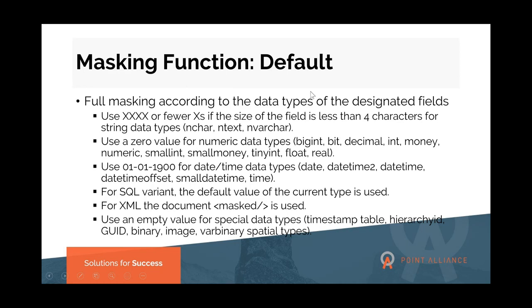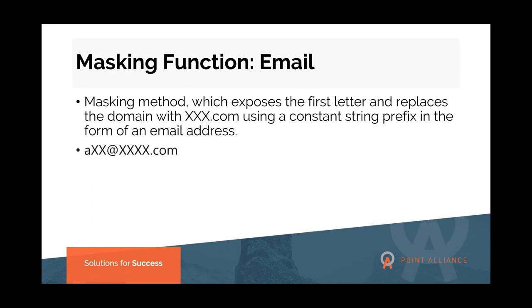The second masking method is the email function. The email function is used to mask fields that store an email address. The email function shows only the first character of the email address and masks the rest of the email, in the form of xxx@xxxx.com.